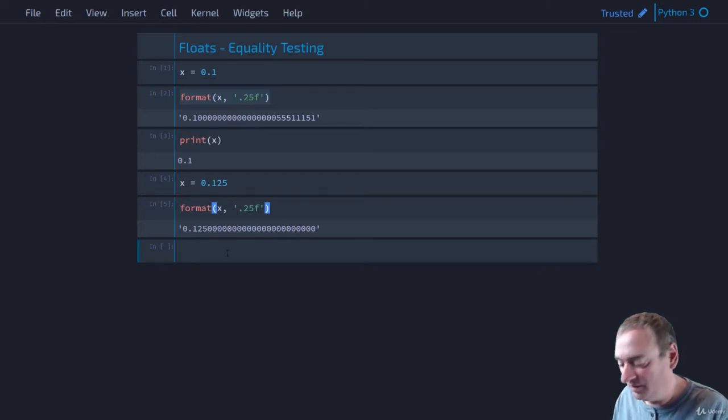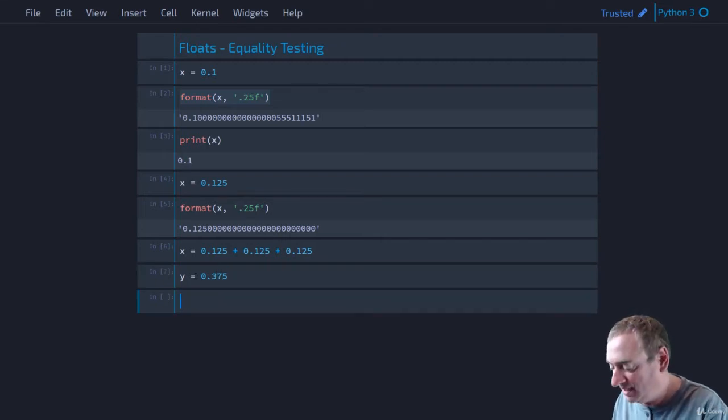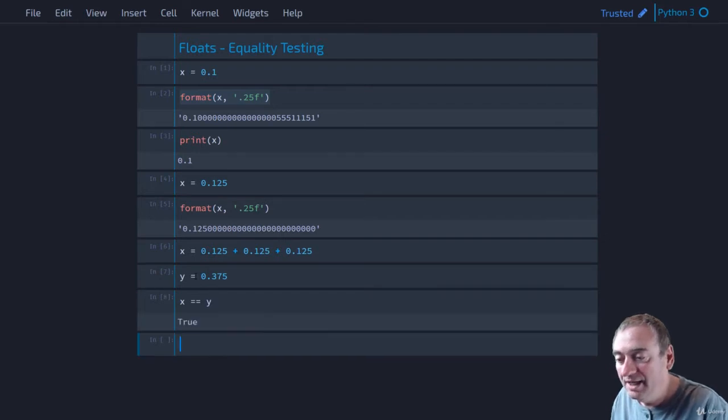So that works, which means that if we do something like this, x equals 0.125 plus 0.125 plus 0.125, okay, so that's x. And let's say we set y equal to 0.375. Then if we say x equals y, that will return true. That's because those numbers, 1/8 plus 1/8 plus 1/8, were exact representations. So the sum becomes an exact or finite representation, and y is the same thing. It has a finite representation, and the number of significant digits fits within what can be handled by the float type in Python. So that works.